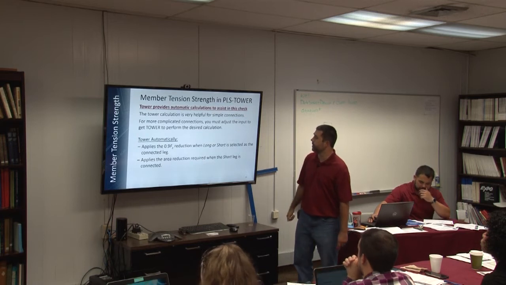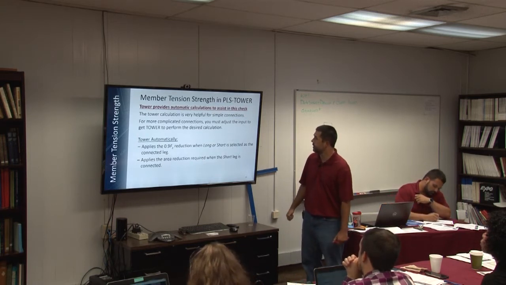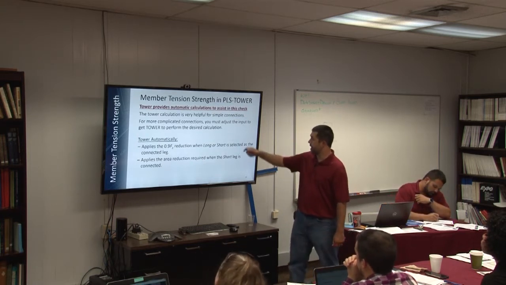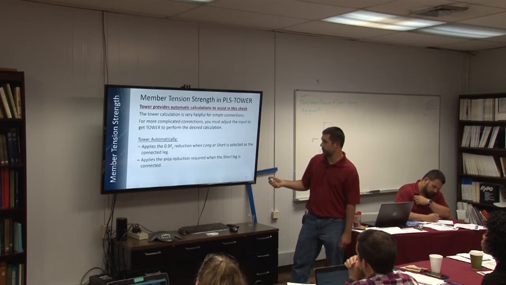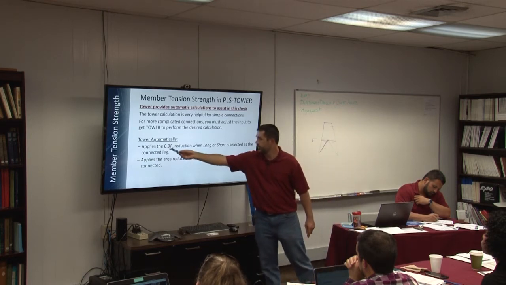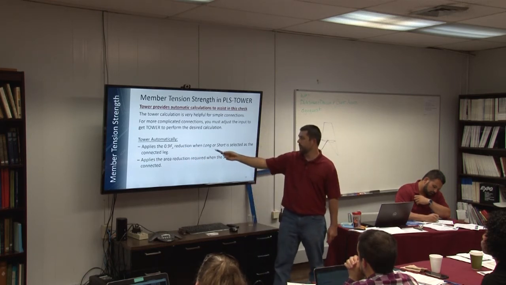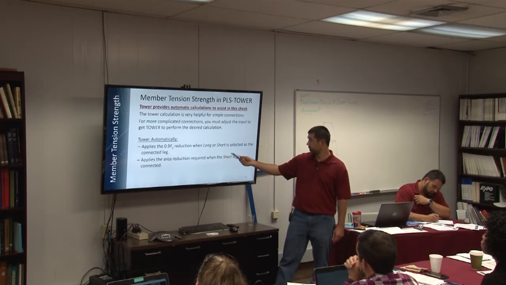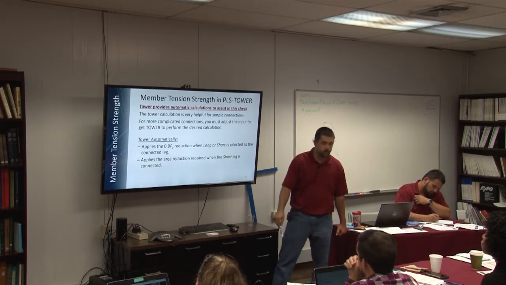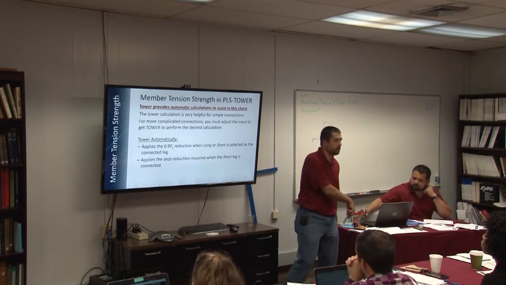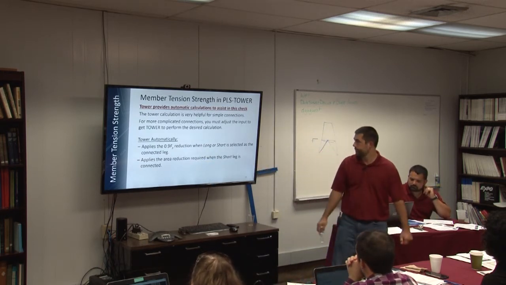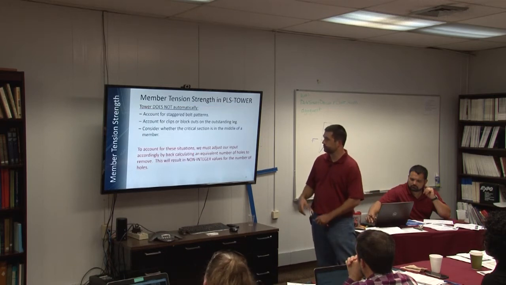Right, so Tower provides automatic calculations. It can be very helpful for simple connections. For more complicated connections, you've got to do some of the work to get the input. So the Fy 90% reduction when you're connected on only one leg, long or short, is automatically applied. And the area reduction when the short leg is connected is automatically applied. Okay, so it does do that for you.